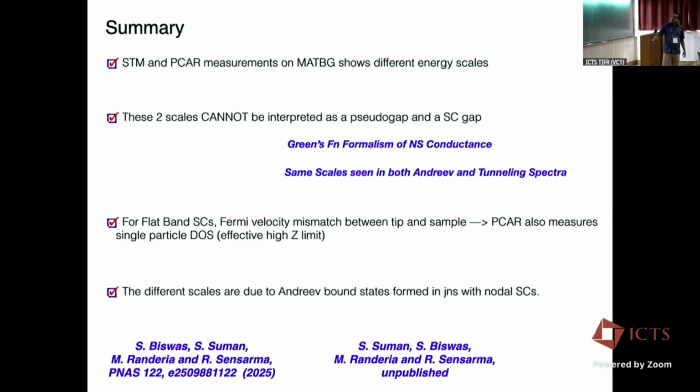STM and Picker measurements on MATBG show different energy scales. They cannot be interpreted as a pseudogap and a superconducting gap. You get this out of some Green's function formalism of conductance. And for the flat band superconductors, and this is the important thing, both the STM and the point contact are measuring your density of states. Both are in the highly reflective limit. And the different scales are due to Andreev bound states formed in junctions with the nodal superconductors. And these are the papers that have this. I'll stop here and take any questions that you have.